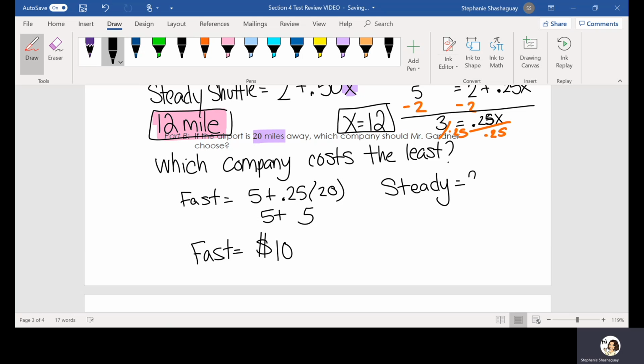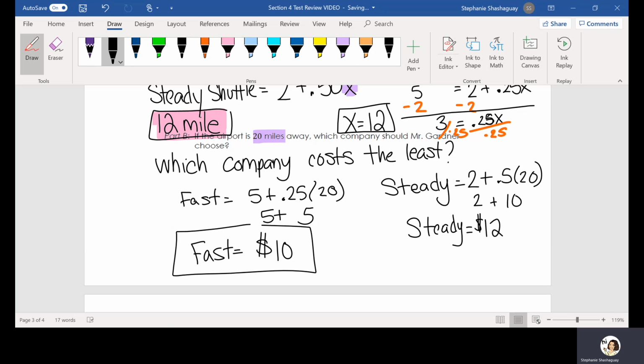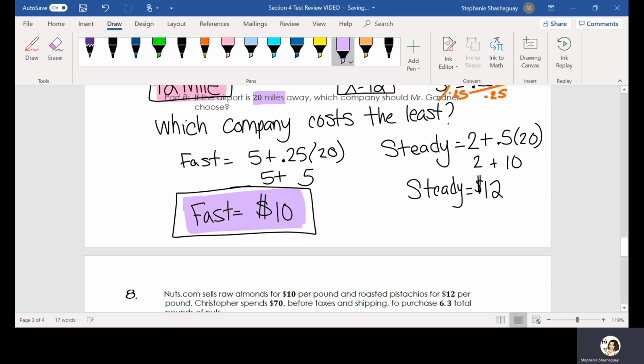it's going to cost 2 plus 0.5 times 20. 0.5 times 20 is 10. Then we add 2 and the answer, and we get $12. Okay, so steady shuttle will cost $12 to go 20 miles and fast will cost 10. So that is the answer to part B is $10. And that would be fast shuttle, okay?